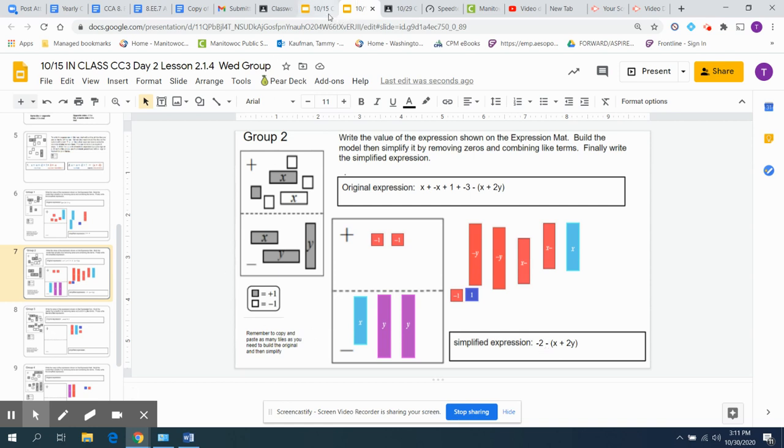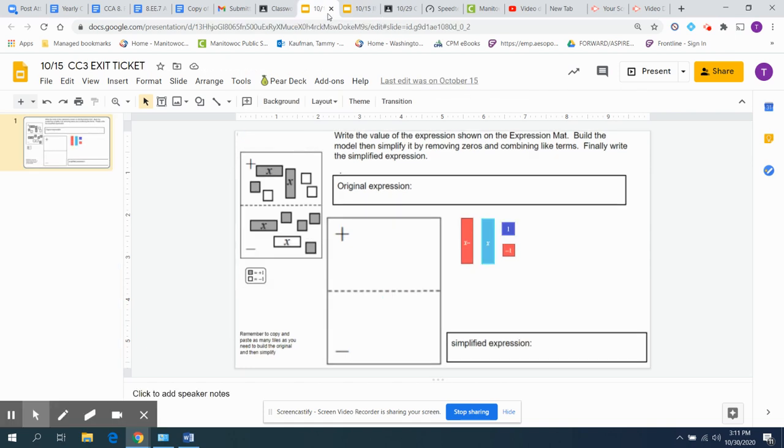Okay, and then you're going to practice that in the exit ticket. There's only one thing for you to do. I want you to practice writing the original expression. So remember, start with what you see on the top. And then when you write everything on the bottom, it's going to be the opposite. And then I want you to build it on this tile mat and simplify it by taking off zero pairs. Okay.